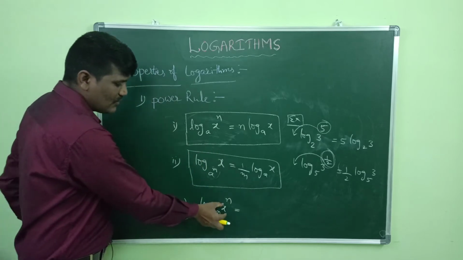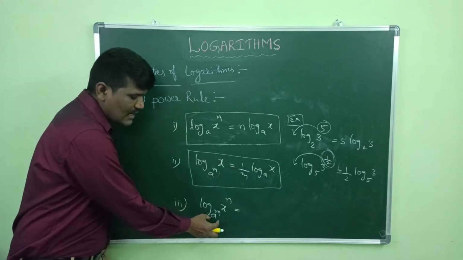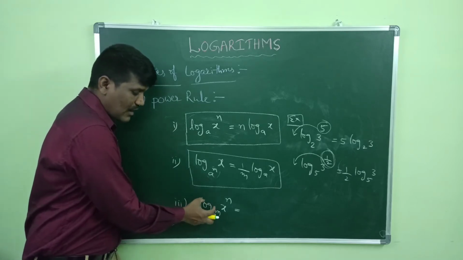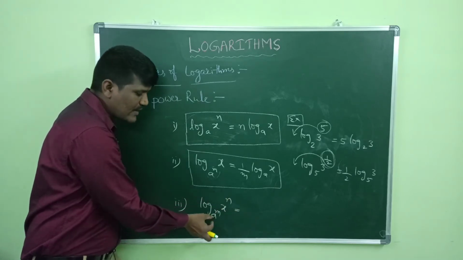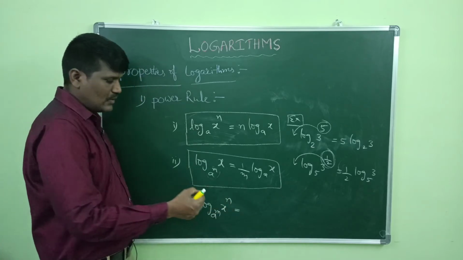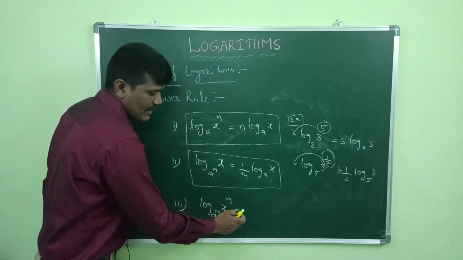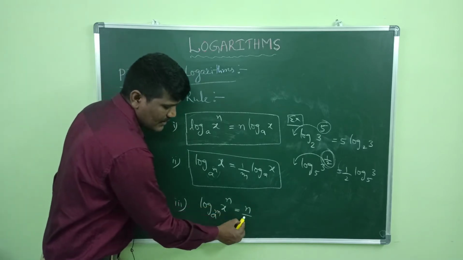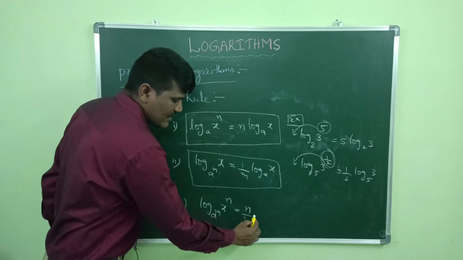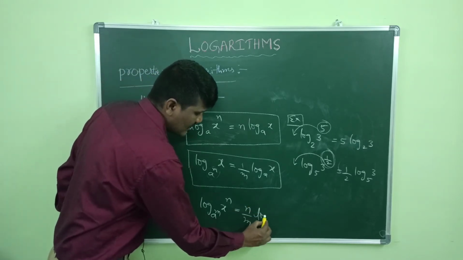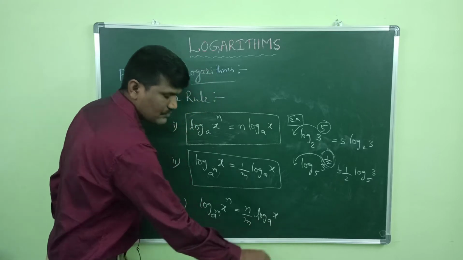Both the logarithm value and the base have powers. So in this case, what do we need to do? Log of x power n to the base a power m. Both have powers. If the logarithm value has a power, I should write it in the numerator. If the base has a power, I should write it in the denominator. So it is n by m log x to the base a.